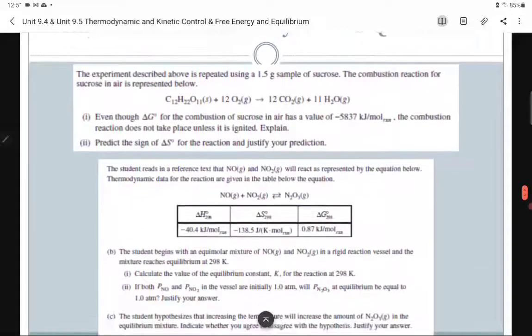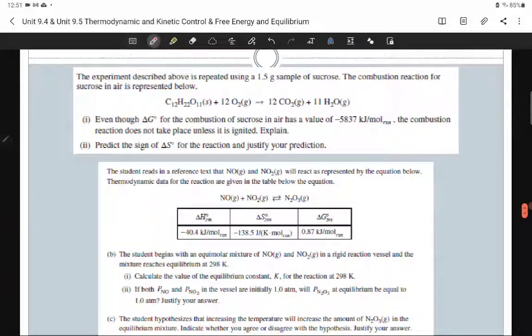The rest of these are all just practices here. We have a combustion reaction. So what do we know about the combustion reaction? Well, the delta G is already given. If delta G is negative, that means it's supposed to occur. It's thermodynamically favorable. But it says here that it does not take place unless it's ignited. We've already had 2 of these questions previously about overcoming the activation energy. You have to break all those bonds, and that's going to take lots of energy. So unless you can overcome that activation energy, the reaction doesn't occur.